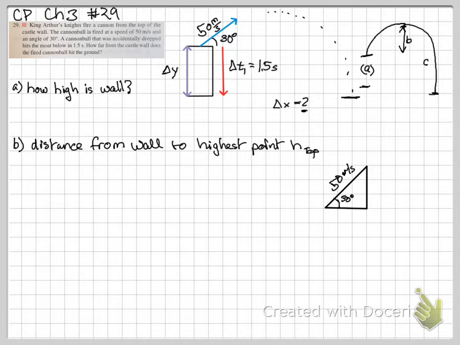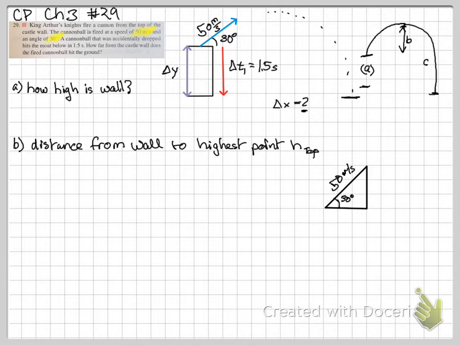Alright, so there's a couple of things that are important here. First off, it's telling us that it was launched at an initial velocity of 50 meters per second, but that is a vector that's going a little bit in x and a little bit in y. And that split is determined by that 30 degrees: how much is going to go in the x direction versus how much is going to go in the y direction. A cannonball that was accidentally dropped hits the moat.